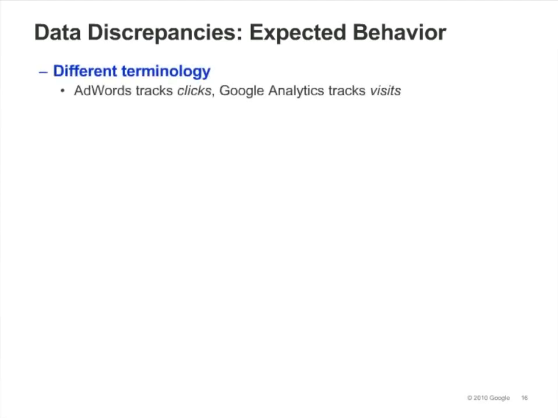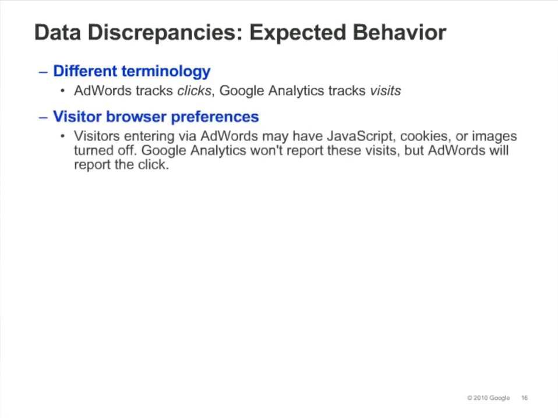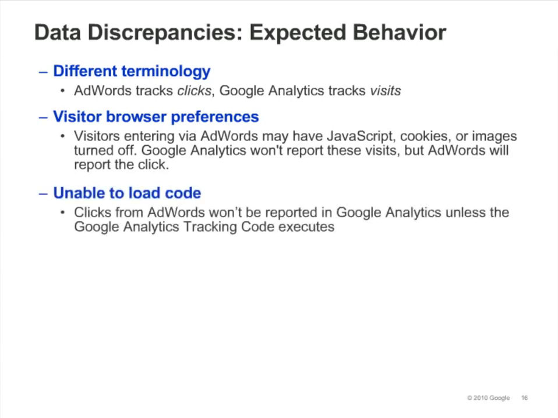You may notice differences between the data in your Google Analytics and AdWords reports. There are several reasons for these differences. First, AdWords tracks clicks, while Analytics tracks visits. Second, some visitors who click on your AdWords ads may have JavaScript, cookies, or images turned off. As a result, Analytics won't report these visits, but AdWords will report the click. You'll also see differences between Analytics and AdWords if the Google Analytics tracking code on your landing page doesn't execute. In this case, AdWords will report the click, but Analytics will not record the visit.